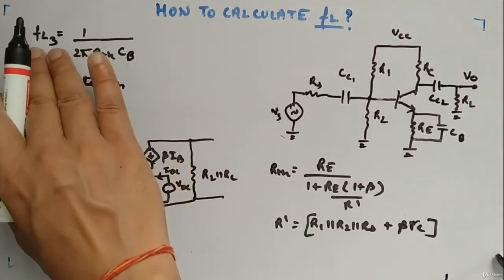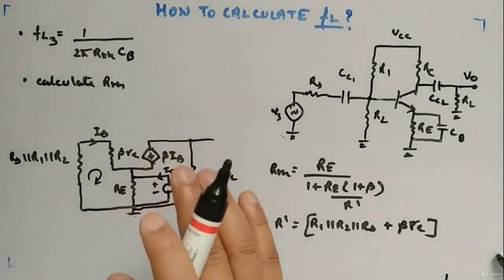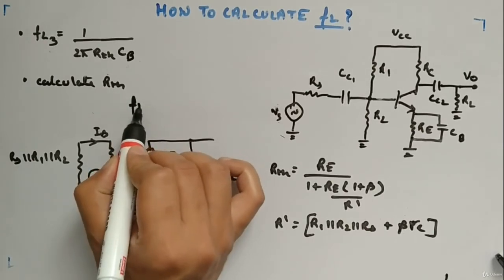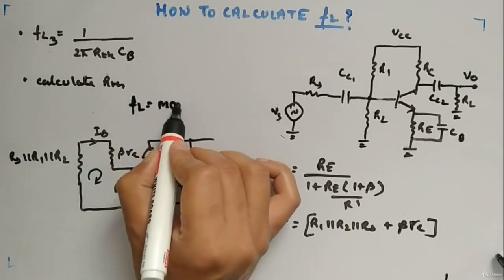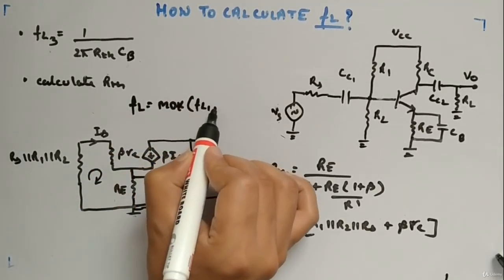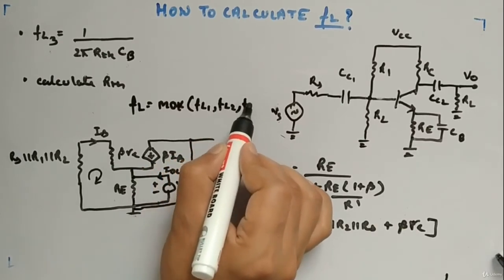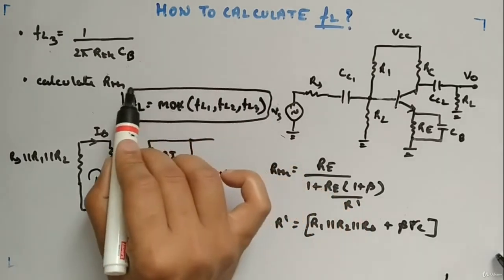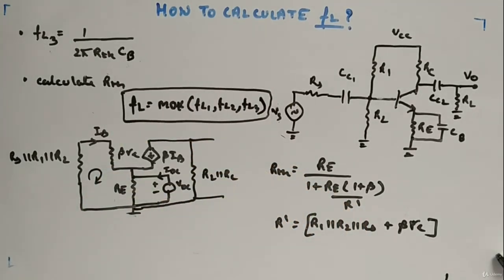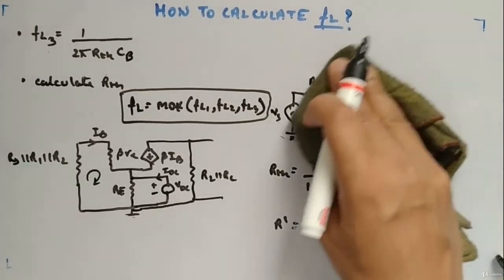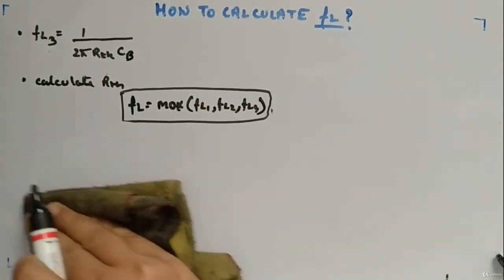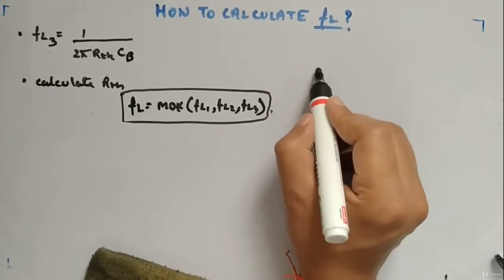So you saw that I've calculated FL1, FL2, FL3. Now which one to take? So FL will be, this is very important, FL will be max of FL1, FL2, FL3. After calculating all the FLs, you took the maximum one. And what will happen then? You can calculate the value of FL.